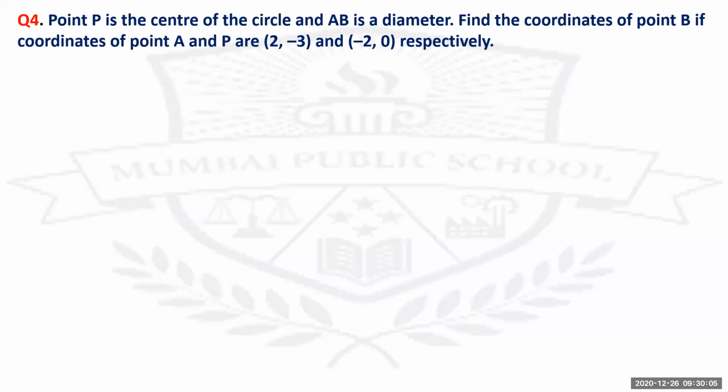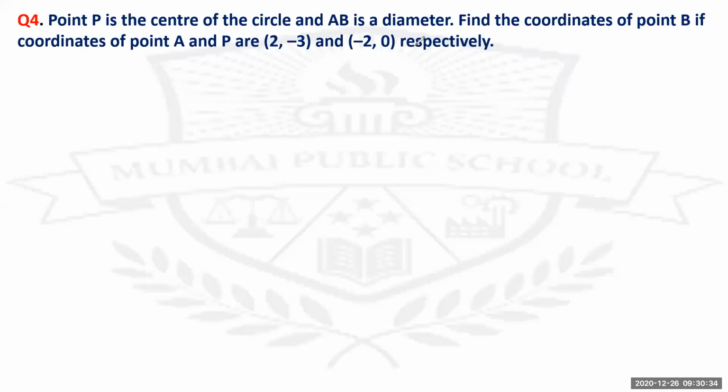Question number 4. Point P is the center of the circle. AB is a diameter. Find the coordinates of point B if coordinates of point A and P are 2 comma minus 3 and minus 2 comma 0 respectively. Now whenever this word respectively comes, you have to remember one thing.